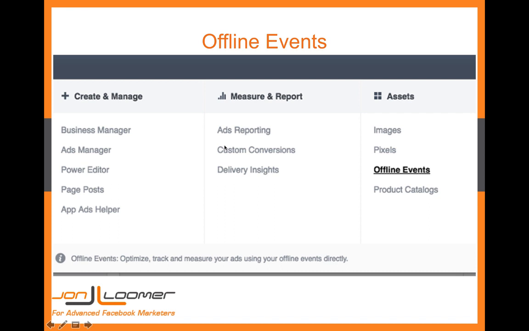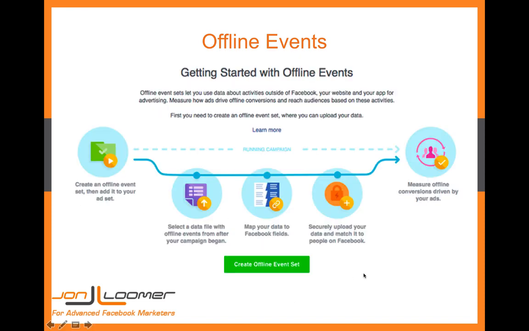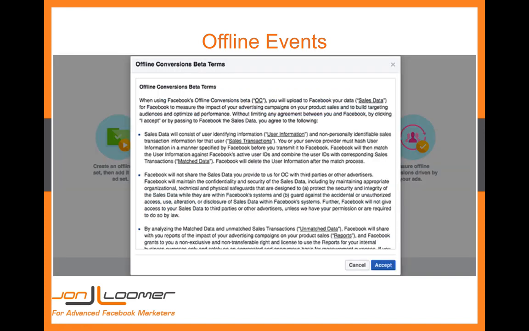So I'm going to go through this real quick. Again, I know it's not pixel related, but it's conversions related, and that's what this training program is about. So I want to make sure we talked about this. So for offline events, you go into your business manager or your menu, whatever, and under assets, click on offline events. And assuming you haven't created an offline event set before, you click on that green button. Now understand that this is a little bit backwards, okay? Your conversions haven't come in yet, but you want to create an offline event set, okay? So you click on that.